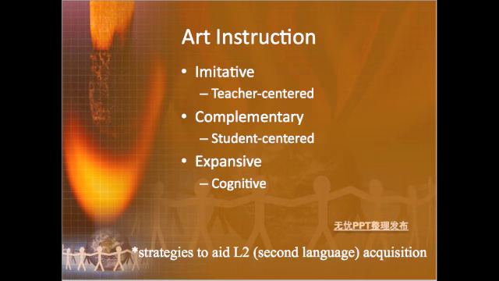There are 3 different types of art instruction that can be found not only in the dedicated art classroom, but in the mainstream classroom as well. There's imitative, which is teacher-centered, complementary, which is student-centered, and expansive, which has a cognitive orientation.